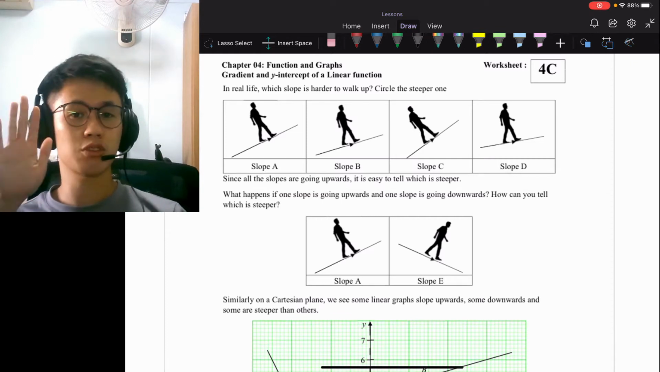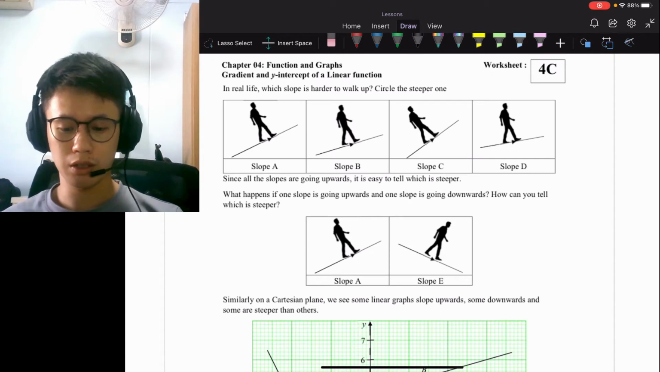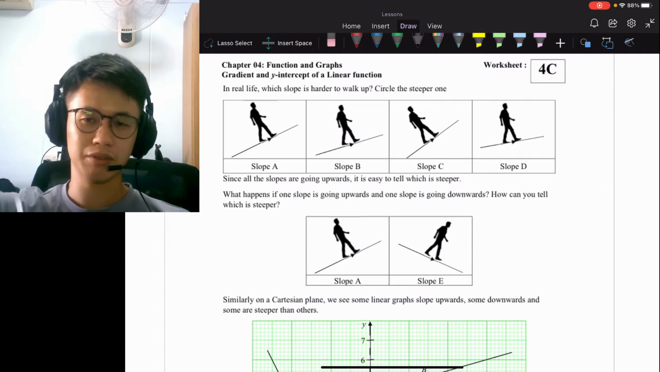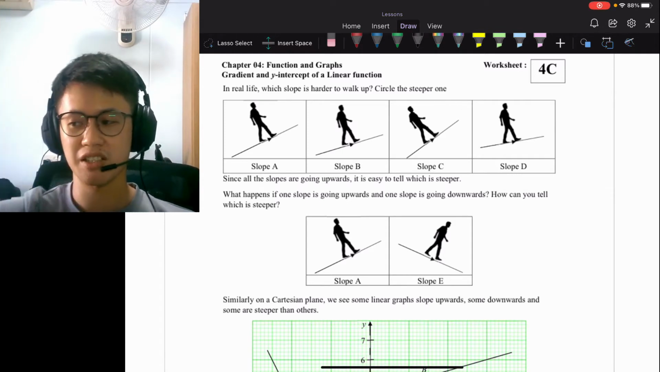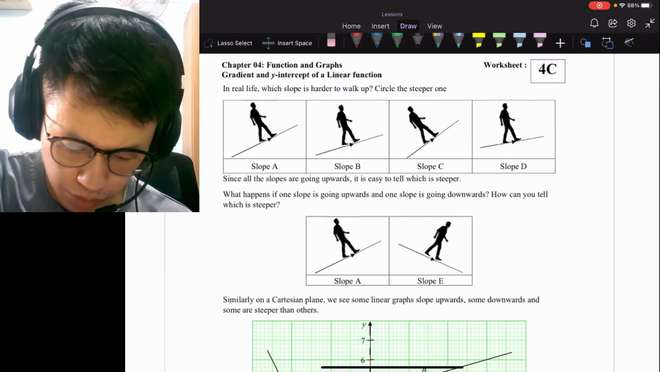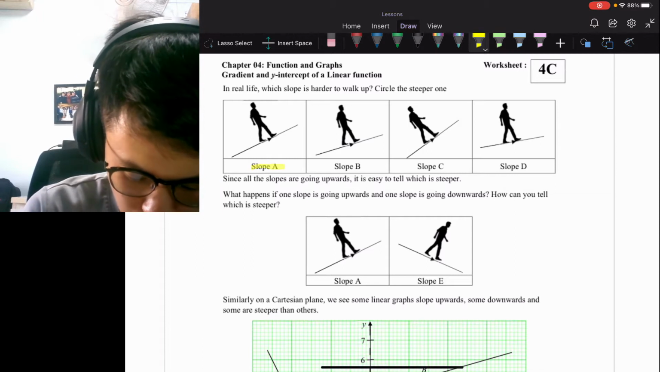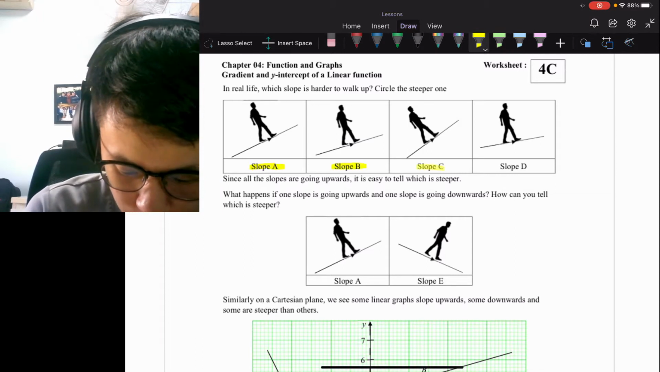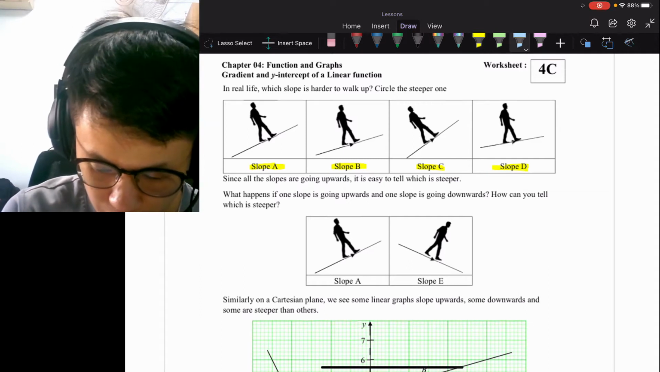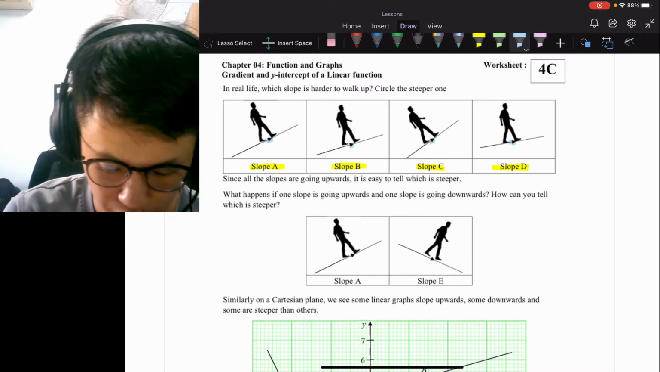Actually, you walk up slopes, right? There are different kinds of slopes in the world, and there are varying degrees of slope. Some can be very hard to walk, some will be very easy to walk. On your paper you will see three different kinds of slopes here, all going up from left to right. If you see there is an arrow here, it means it's going from left to right, yeah? So this guy is walking up the slope from left to right.